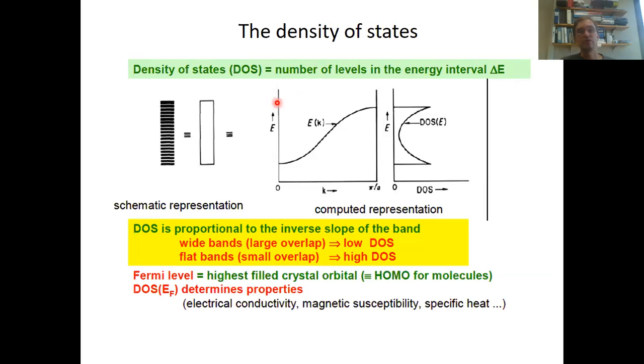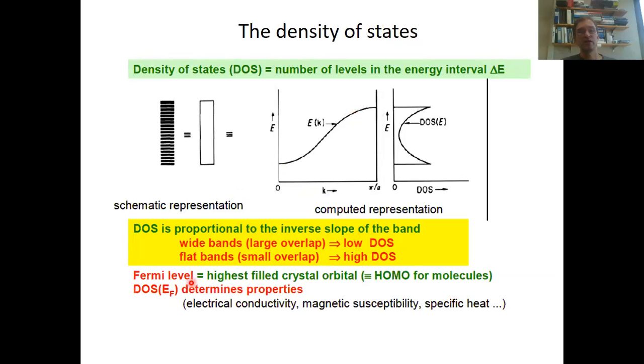All right, so now you see here a typical band structure for the one-dimensional hydrogen chain, and you see that the slope varies, and that now translates to a different density of states. Okay, so the density of crystal orbitals, or the density of states, is the largest where the band is the flattest, and the density of states is the smallest where the band is the steepest. As a consequence of that, wide bands tend to have low density of states, and narrow bands tend to have high density of states.